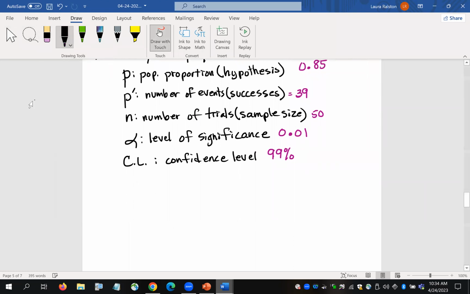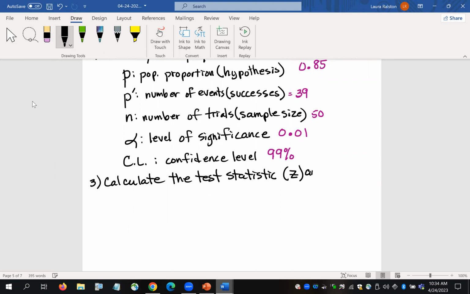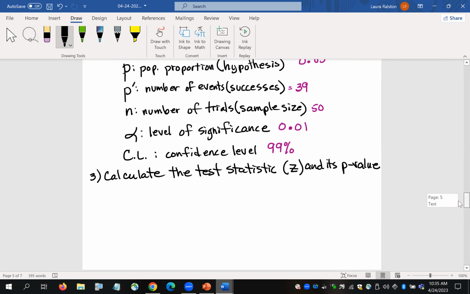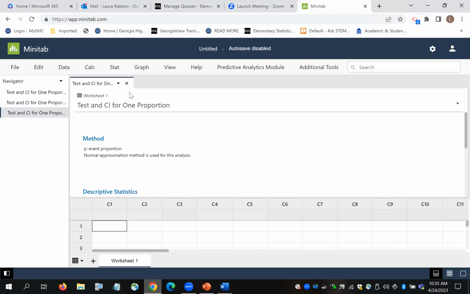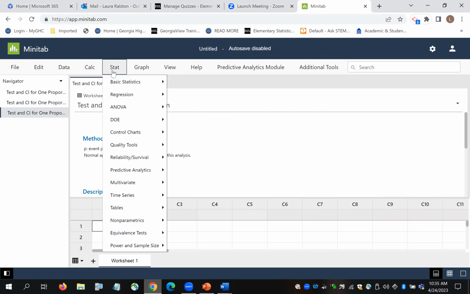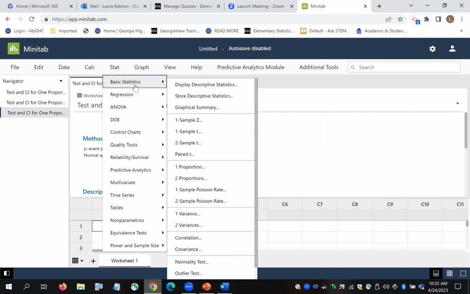Step 3 is to calculate the test statistic, which is a Z, and its p-value. So I'm going to Minitab. Stat, basic statistics, one proportion.